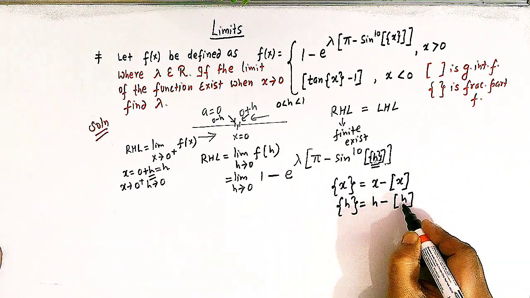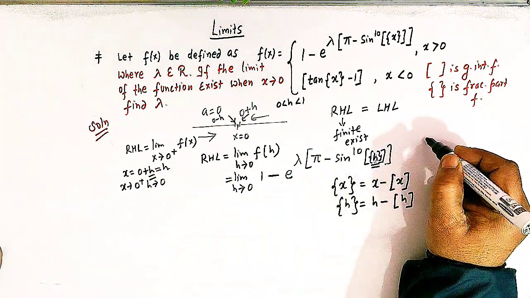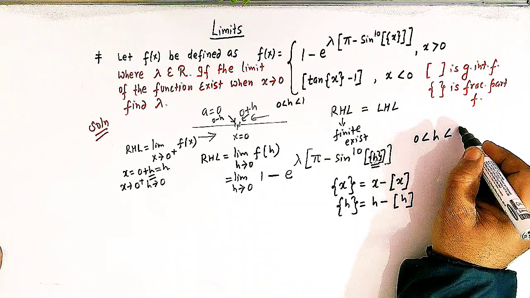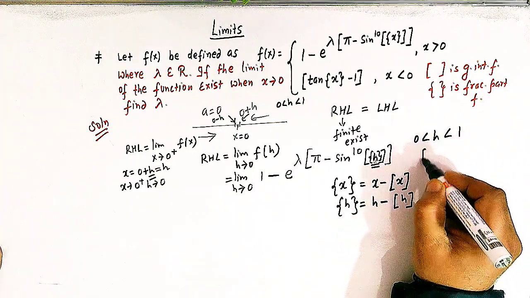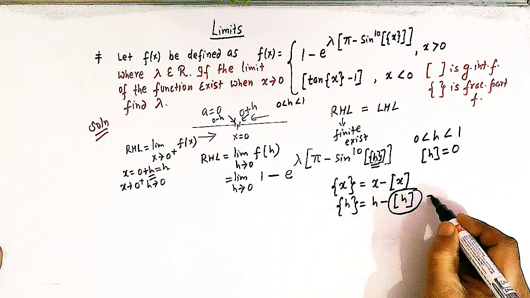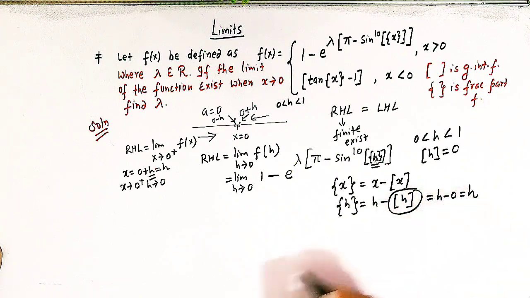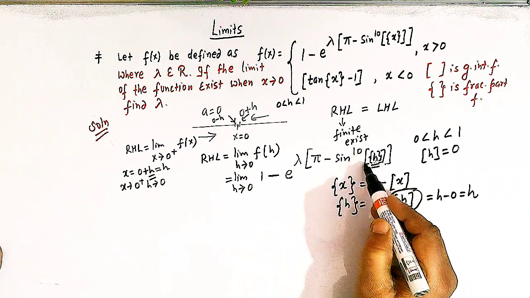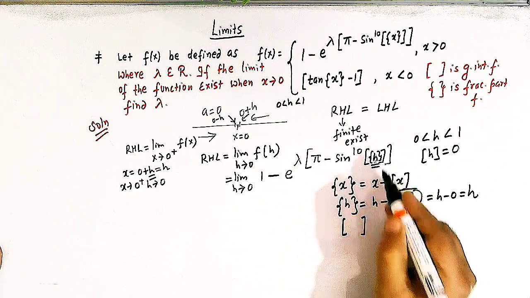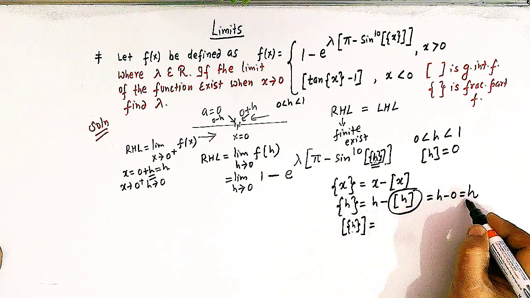Now see, this h is infinitesimally small, right? So h is greater than 0, but it is less than 1. So the greatest integer of h is equal to 0. So here we'll write 0. So the fractional part of h is equal to h minus 0, that is equal to h, right? Now here we have the greatest integer of the fractional part of h, and the fractional part of h is equal to h.